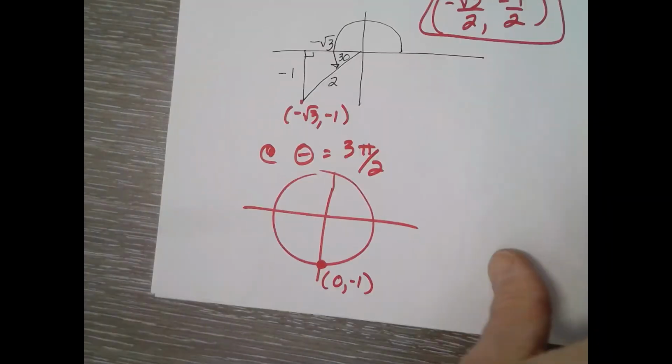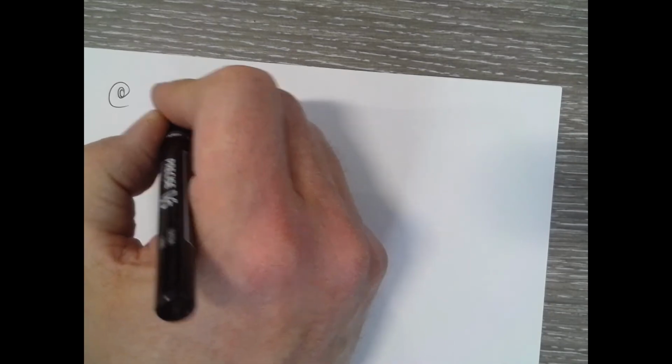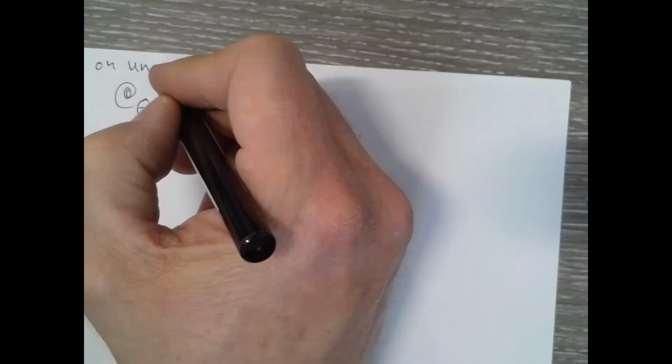What if we had one with a 45, 45, 90? I'm sure you're all thinking that. So let's find the point at 3 pi over 4. Find the point on the unit circle at 3 pi over 4.